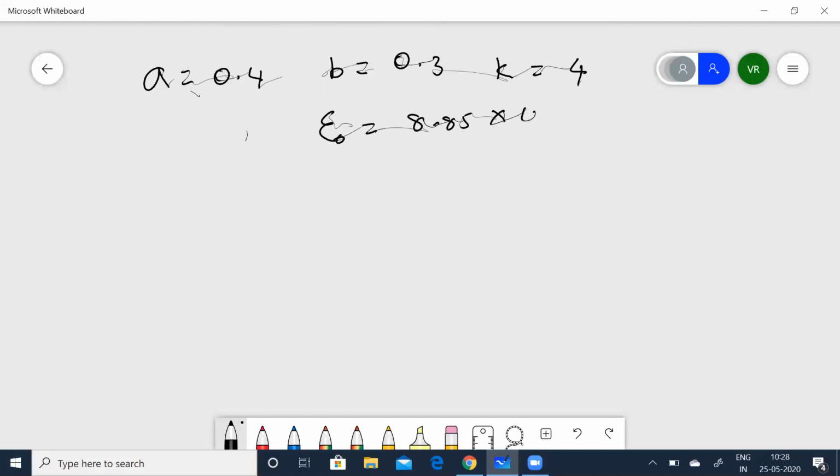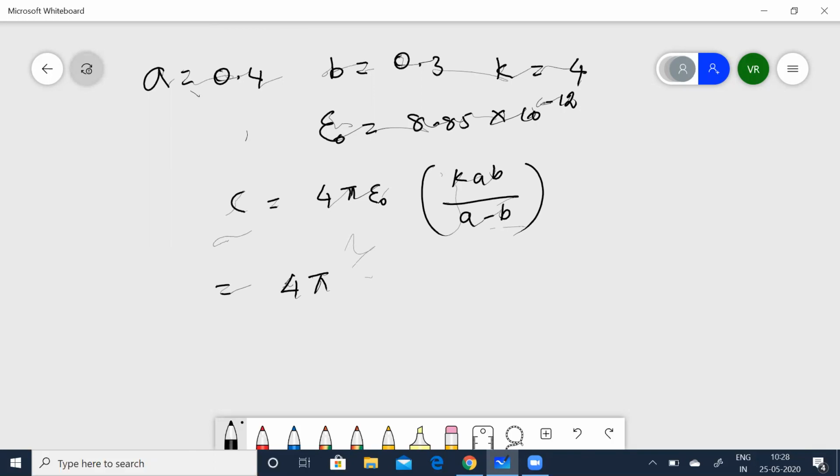Now it is given A is equal to 0.4 and B is equal to 0.3 and K is equal to 4. Epsilon 0 is 8.85 into 10 to the power of minus 12. So having known all the values, it's going to be very simple. So analyze the sum. So you have to use the formula C is equal to 4 pi epsilon 0 into KAB divided by A minus B.